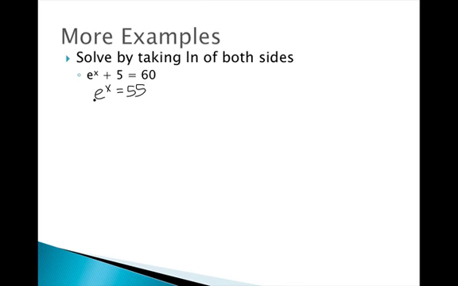So we've got an exponential equation. That means we're going to take the log of both sides. And in this case, we're going to take the natural log because our base is e. So rewriting this, we have natural log of e to the x equals natural log of 55. So natural log of e cancels, and you're just left with x, because remember, natural log has a base of e. So x equals natural log of 55.